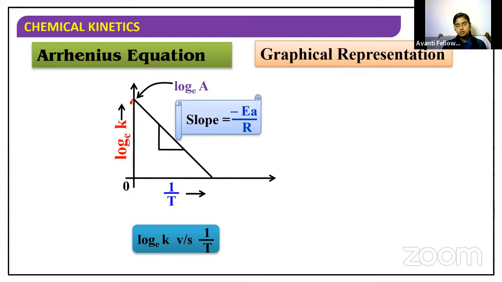Okay. So here minus EA is nothing but minus R into slope. Activation energy is equal to minus R into slope. Okay, you can rearrange this equation and get this relation. So you should know what an intercept is and what the slope is here. And the slope is negative, and that's why the line is coming from top to bottom. And you should know the x-axis and y-axis also. Clear for all? No doubt?